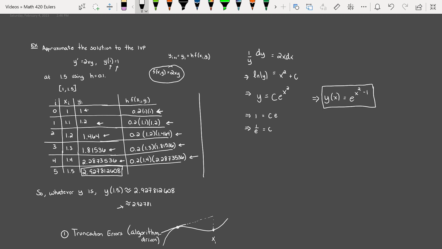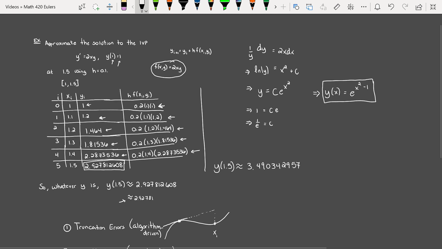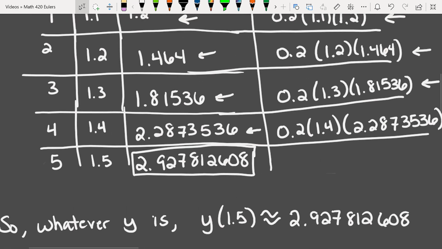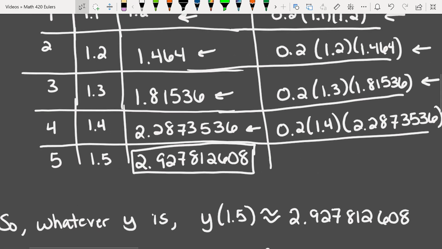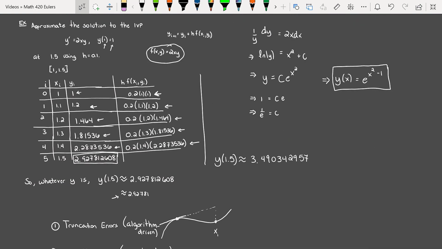We could have done this analytically, but let's go ahead and compare the real solution at 1.5 to what our approximated solution is. You can see at 1.5, given that initial condition, our true solution gives us an approximate value of 3.49 and some change. Our estimated solution using Euler's method is 2.92 and some change. So you can see there's definitely some error there.